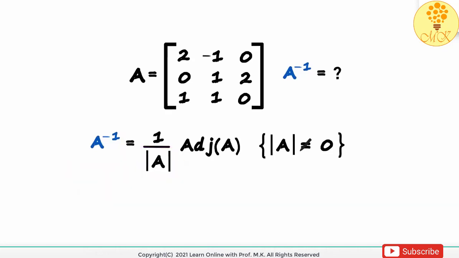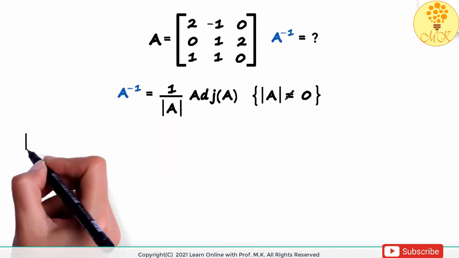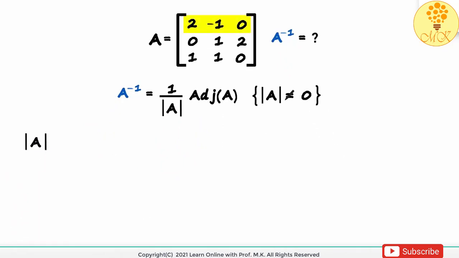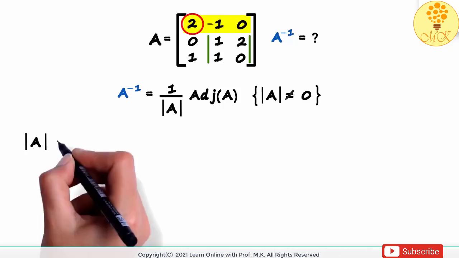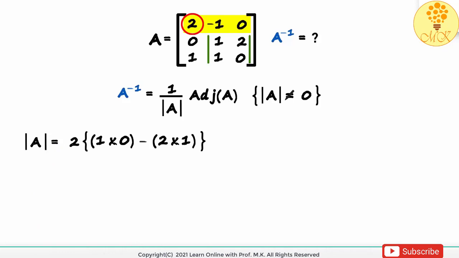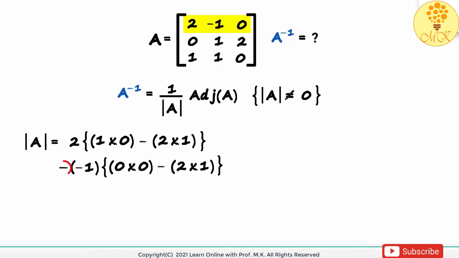So that's the first thing we should do. We find the determinant of A. We can have the first row as the reference. Because we've already solved innumerable determinant problems, let's go through this quickly. The element 2 will be multiplied with this determinant to get this. 2 multiplied with 1 times 0 minus 2 times 1. The next element is minus 1. We get this. Minus because we are multiplying this product with minus 1 raised to 1 plus 2.